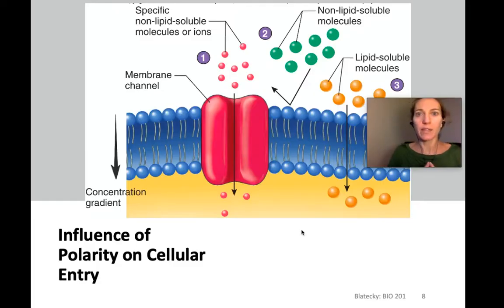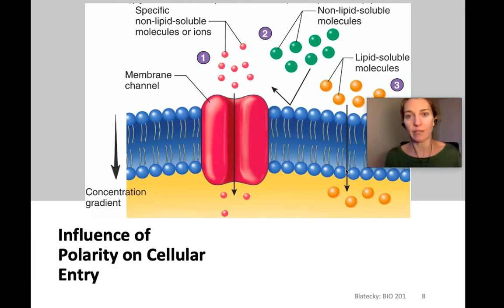And so one of the key takeaways for this video is to be able to appreciate how polarity of a molecule will influence how it enters a cell. So we have our phospholipid bilayer shown here. And what we see is that any molecules that are lipid soluble or non-polar, they can diffuse right through that cell membrane.